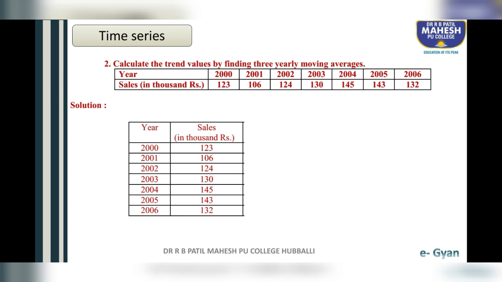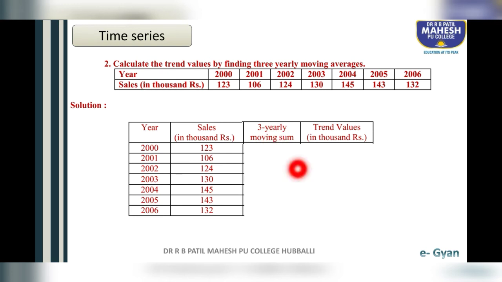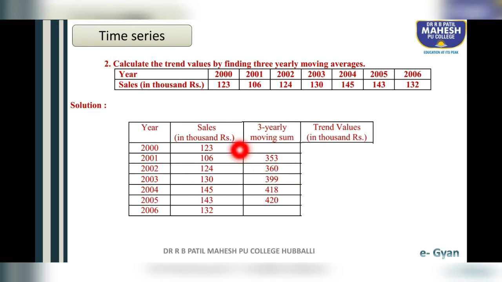So year and sales you have to write first. After that, write the headings 3 yearly moving sum, then trend values. Same procedure we are adopting here. Because it is 3 yearly, you leave the first one gap and the last one gap. Again you take 3 values. So 123 plus 106 plus 124 is 353. Okay, you leave 123. Again you take 3 values. 106 plus 124 plus 130. After adding these 3 values, the answer is 360.